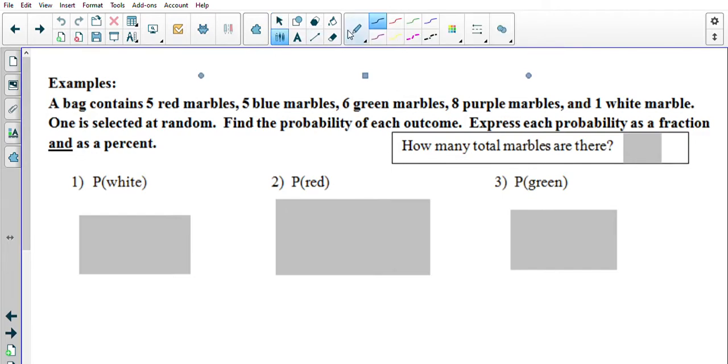That's important for us to remember. If it asks us to do that, make sure we follow those directions. Some may not say that you have to write it as a percent, so then we don't need to do that. This first set of problems does. So the first question you want to answer is, how many total marbles are there? So take a moment, count up how many marbles we have.